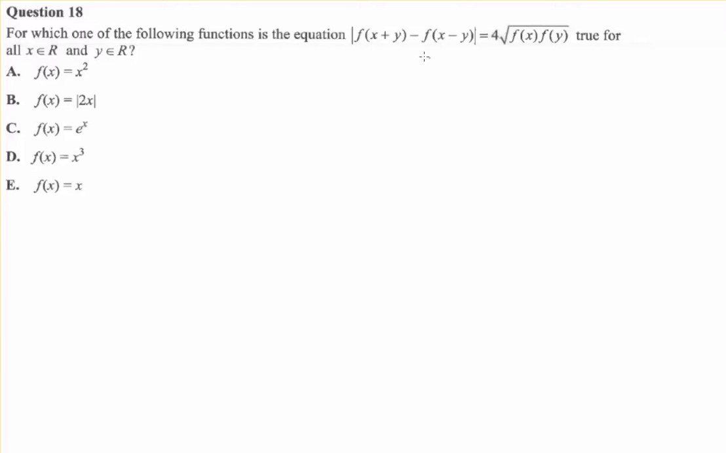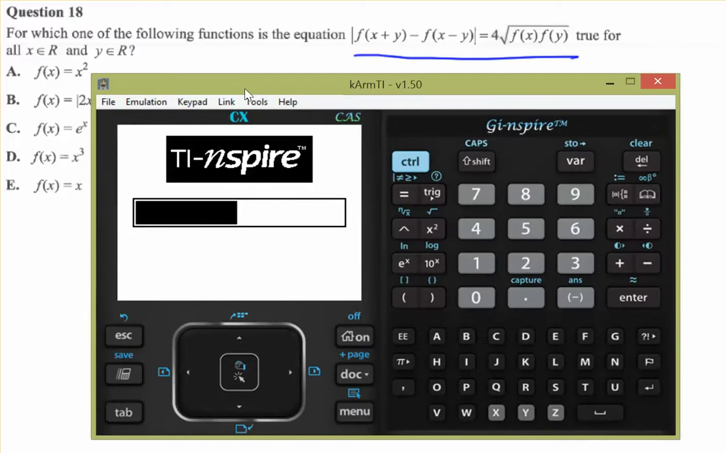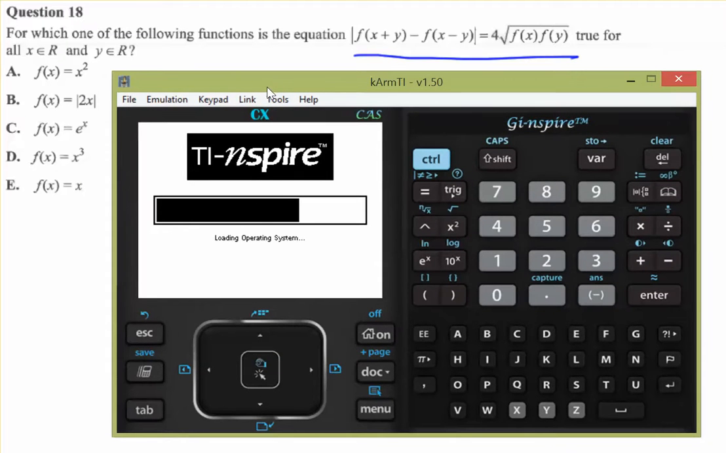For question 18, we're given a functional equation and a bunch of functions, and we're asked to see which function satisfies this equation. We could go through and sub in each one and see which one satisfies it, or we could have a look at a CAS method to do this. So there's a couple ways.